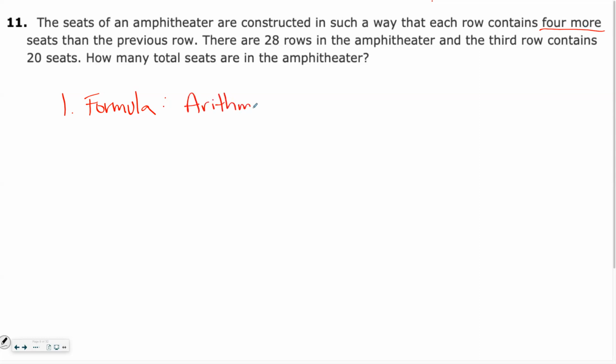Okay, since I can't pull up my formula chart from here, I need you to tell me what is the nth term of an arithmetic sequence. What is its formula? You can look on the formula chart. An equals A1 plus... Okay, there's our formula.